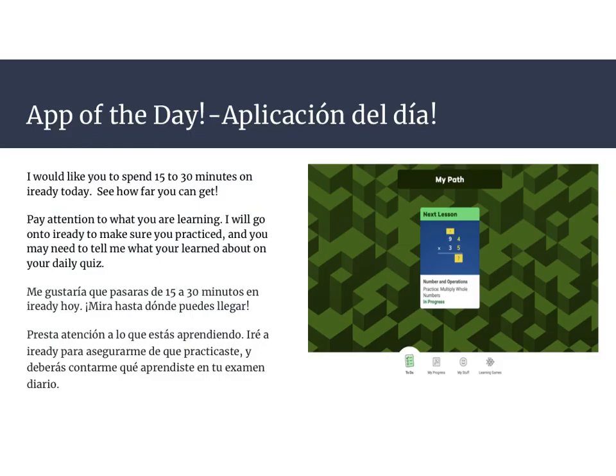We're going to start something new called App of the Day. Each day you will be asked to spend a little bit of time on an app. The apps that I choose will probably be apps that I can monitor and check to make sure that you've been on there. I'm giving you ones that will help you practice the things that you're going to need to know. So I would like you to go on to iReady today and spend 15 to 30 minutes on there.